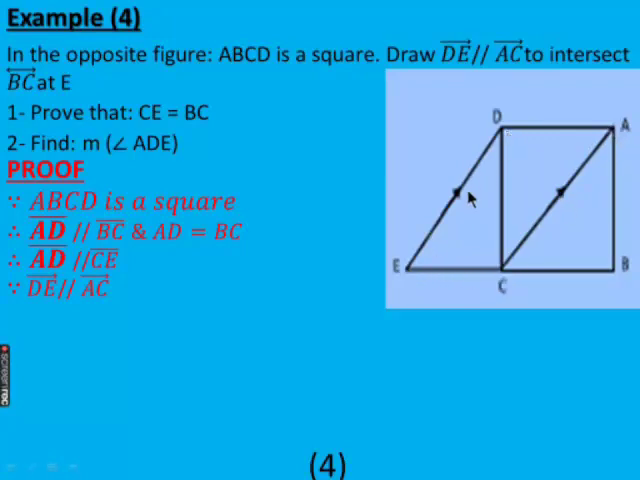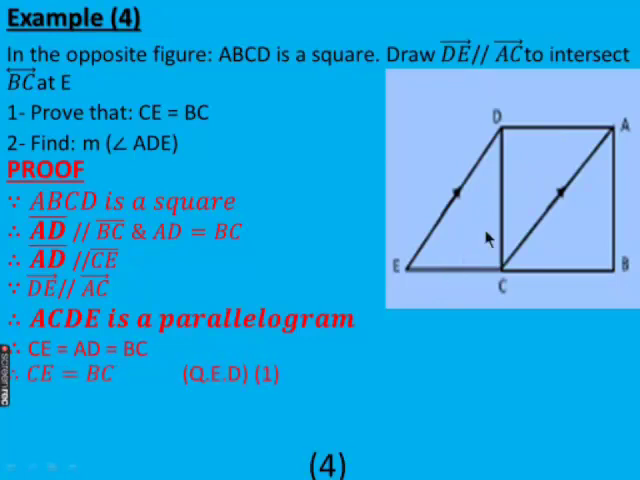Yes, because each two opposite sides are parallel and equal, from the properties of the parallelogram. Then we have AD is parallel and equal to BC. Also we have AD is parallel and equal to EC. From 1 and 2 we can deduce that the length of EC equals length of BC because each of them is equal to AD. This is the first required, QED1.